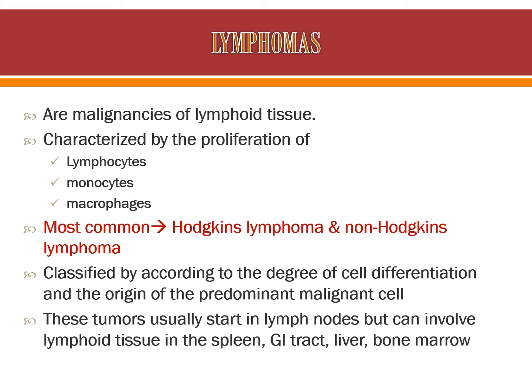So specifically, we're talking about Hodgkin's lymphoma and non-Hodgkin's lymphoma. They're classified according to the degree of cell differentiation and the origin of the predominant malignant cells. They can start in the lymph nodes, but can involve lymphoid tissue in the spleen, GI tract, liver, and bone marrow. So they can essentially metastasize.